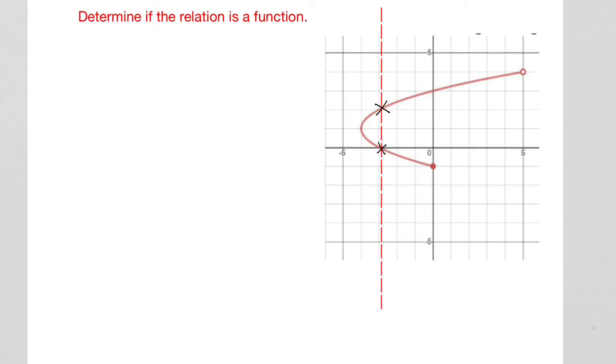It touched the graph at two different places, and that cannot be allowed if we want this graph to be considered a function. And it actually fails at many places. That's not the only place it fails. As you can see, it fails here, here. Basically from here to the left, it's failing. And we can come to the conclusion that this is not a function.